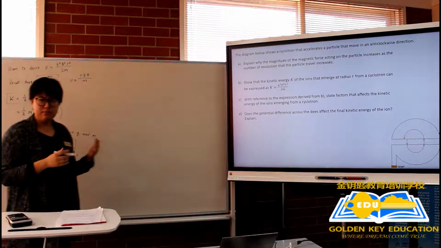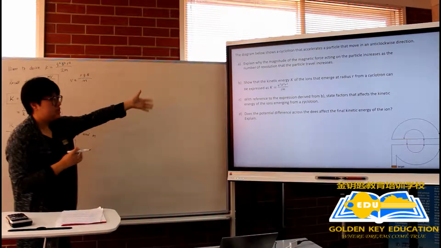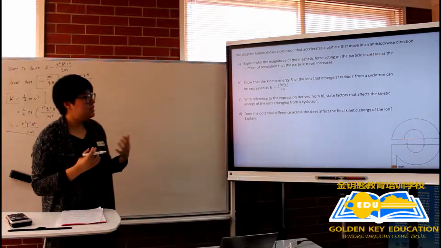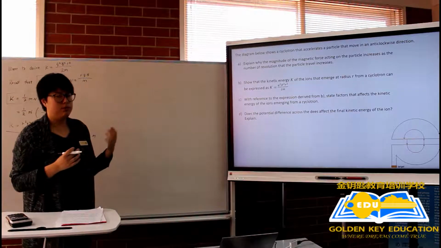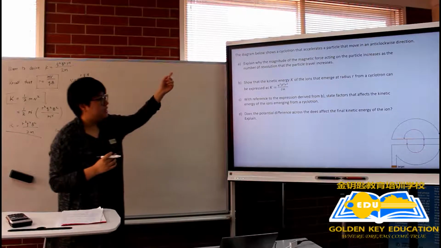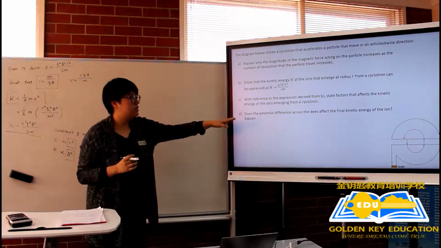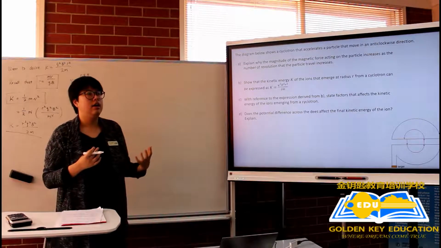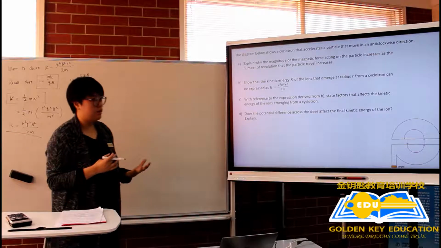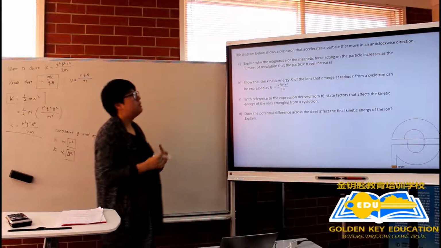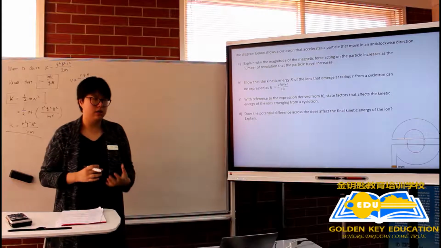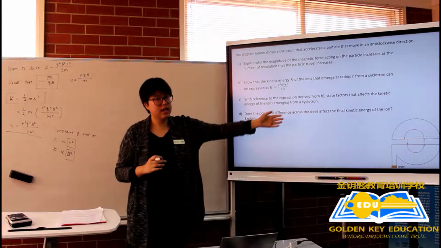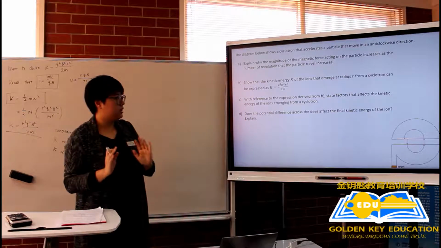Some students will think, does the potential difference across the Ds affect the final kinetic energy of the ion? The reason we probably think this way is that we mentioned it before in part A: if the potential difference across the Ds increases, that means a higher electric field strength. Then the particle will be accelerated more, so it will travel at a higher speed, and that means a higher kinetic energy.